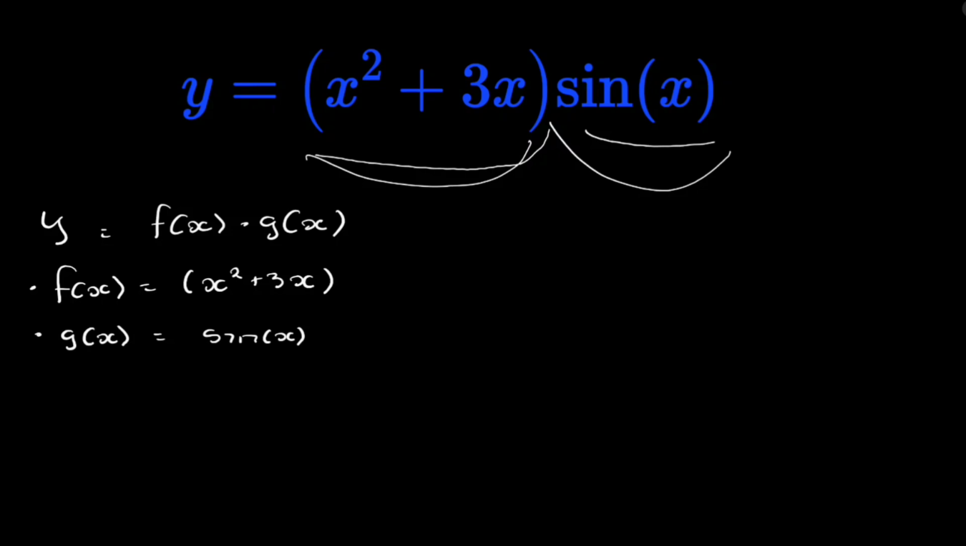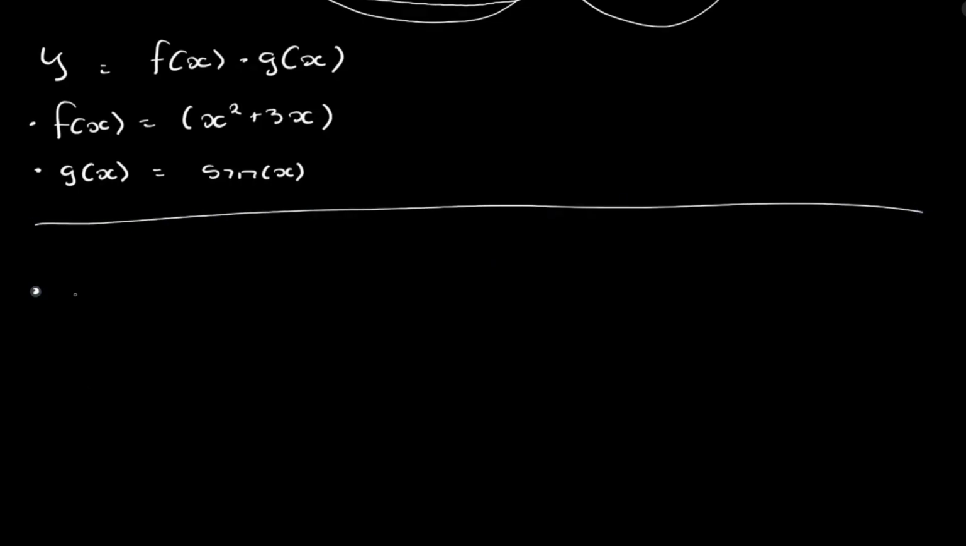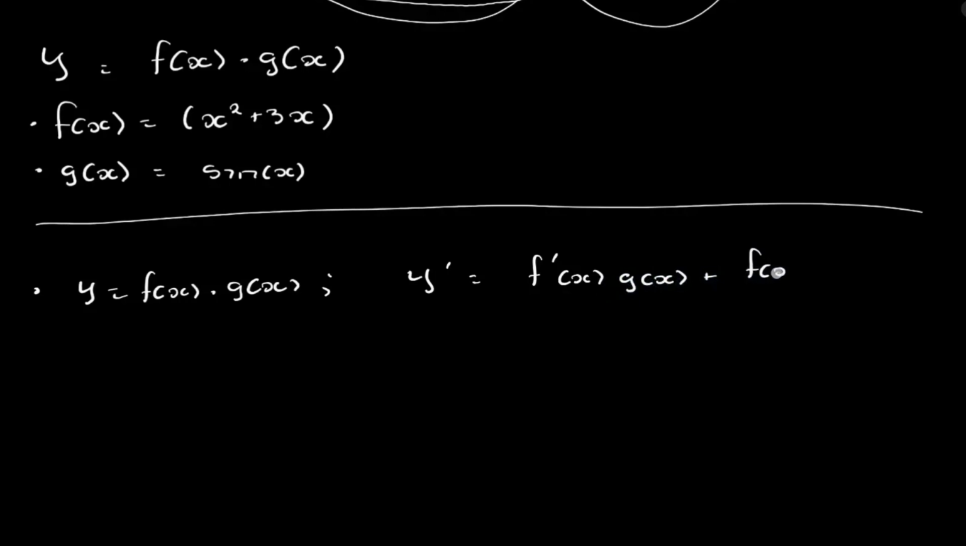we then need to reflect on what rule we can use to differentiate this function. What rule is applicable to functions which can be written as a product of two other functions? From our memory, we recall well that it is the product rule. And what does the product rule state? The product rule states that if y is equal to f of x times g of x, then y prime is equal to f prime of x, g of x, plus f of x, g prime of x.